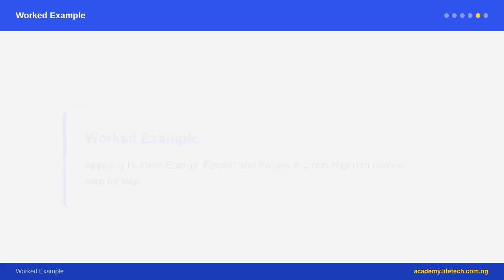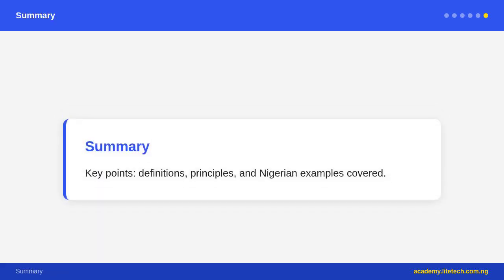WAEC note: E equals mc squared calculations are often tested. Always show the formula, substitute with correct units, and give the answer in joules. Some questions give data in atomic mass units, u; convert to kg first, or use 1 u equals 931.5 MeV directly.